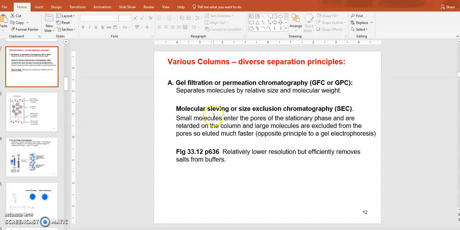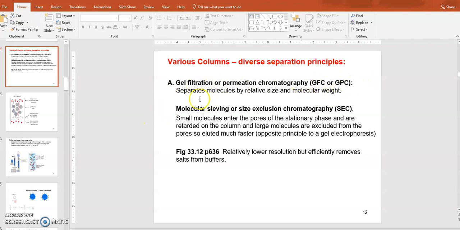So what kind of resin or column medium can you use? It depends on what column resin you use. Chromatography methods can be called several different kinds. Okay, so number 1, chromatography column resin is called gel filtration, or gel permeation chromatography. So gel filtration or gel permeation chromatography, it's GFC or GPC.